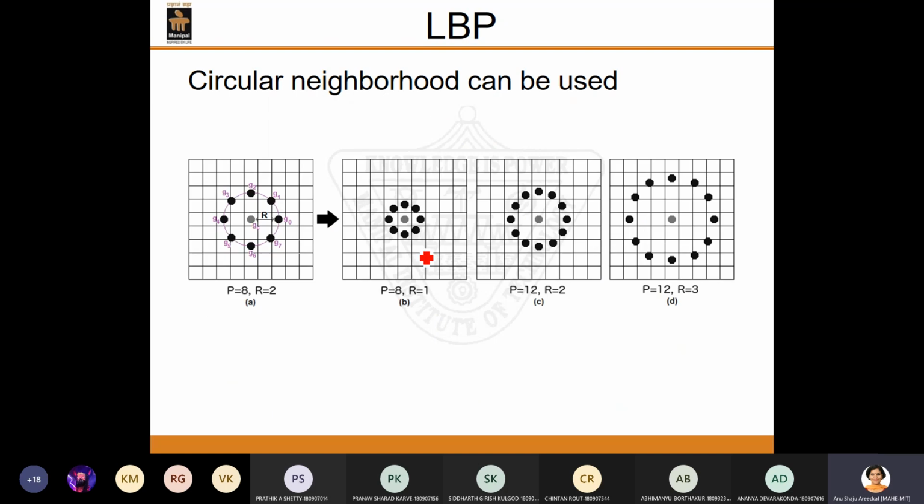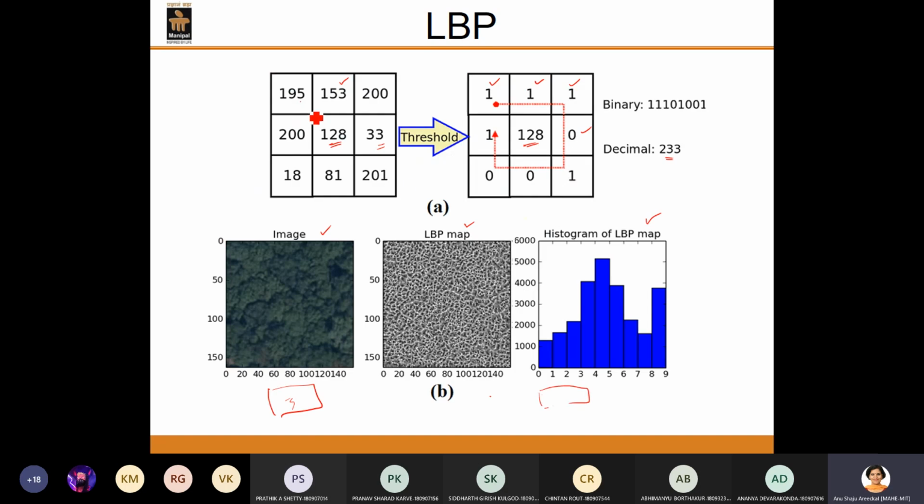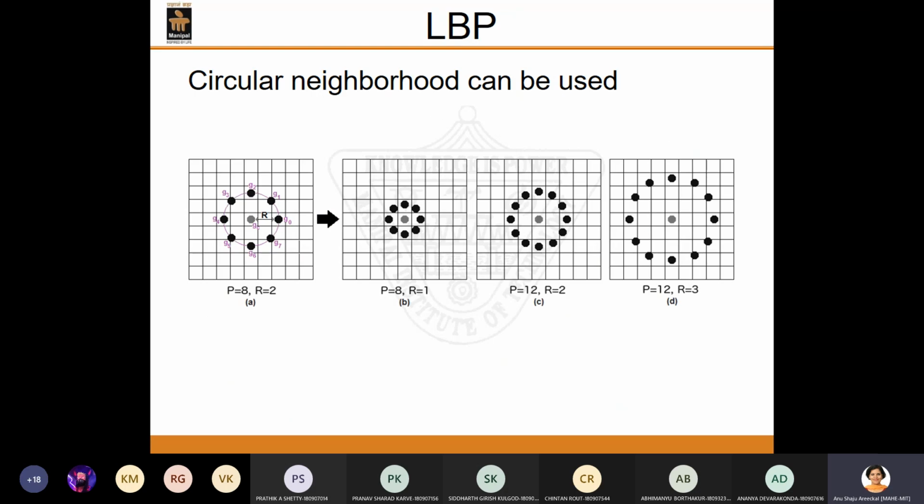Now, in the previous example, what we saw is that we considered a square neighborhood, right? So this is a center pixel and this is a square neighborhood. Instead of a square neighborhood, even circular neighborhoods can be considered. For example, I can consider this circular neighborhood. So here it basically looks at the immediate neighborhood which is within, right? So it does not make much of a difference as compared to the previous case.